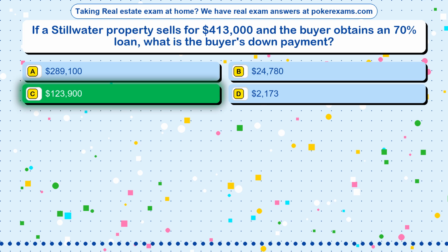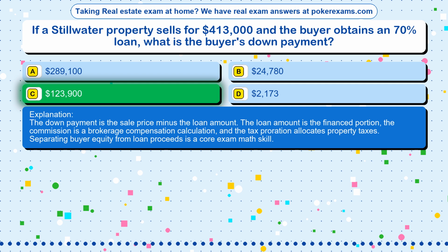The correct answer is option C, $123,900. The down payment is the sale price minus the loan amount. The loan amount is the financed portion, the commission is a brokerage compensation calculation, and the tax proration allocates property taxes. Separating buyer equity from loan proceeds is a core exam math skill.